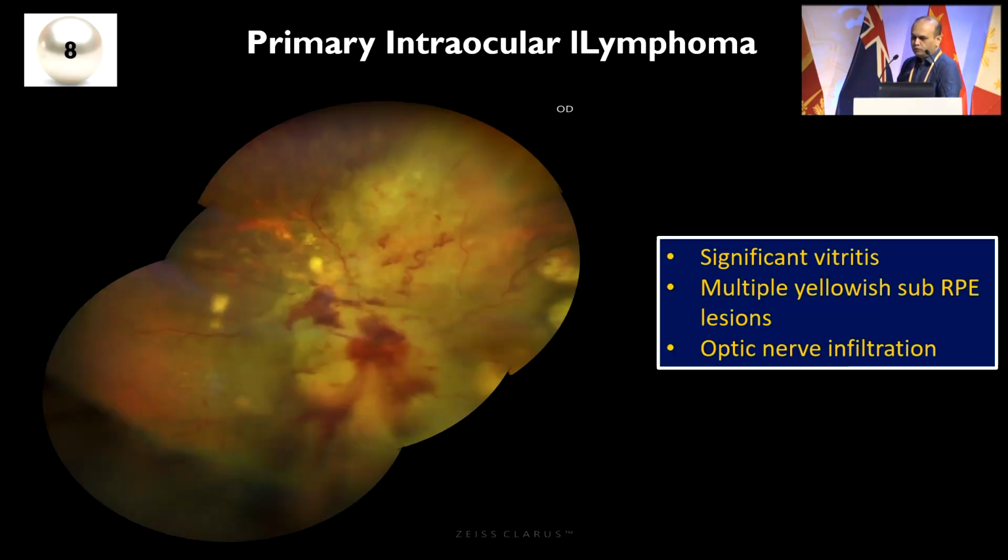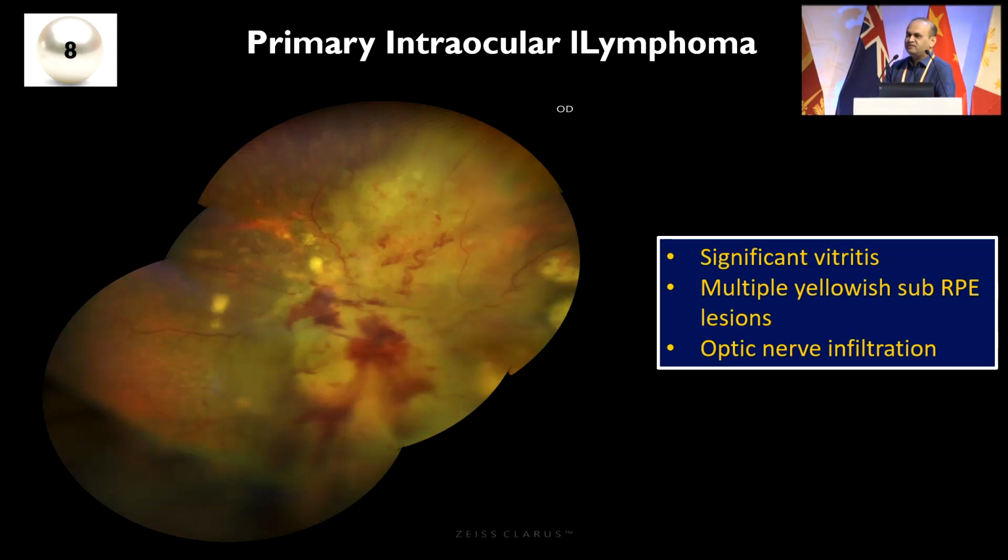Now the other disease which you should learn to identify, which can be a big masquerade, is an intraocular lymphoma. So you see a patient, usually elderly, who may come to you with significant vitritis, multiple vitreous clumps, that in itself should set the alarm bells ringing. Is it something else rather than a typical uveitis? So dense vitritis or multiple vitreous clumps, clue number 1. Multiple yellowish sub-RPE lesions, sometimes even an optic nerve infiltration, again should alert you to the fact that probably you are dealing with an intraocular lymphoma.